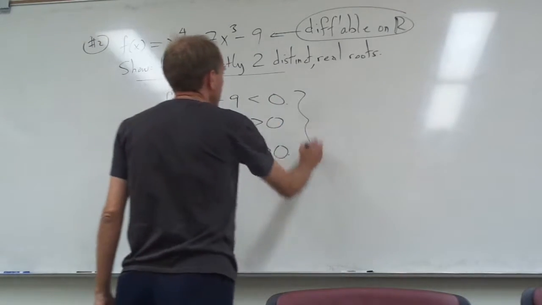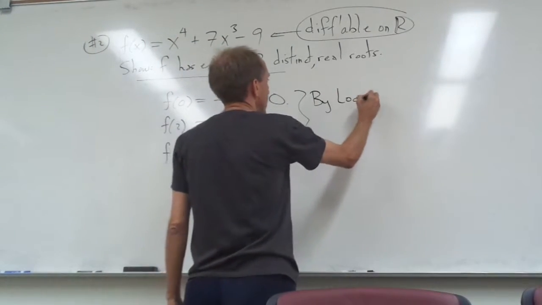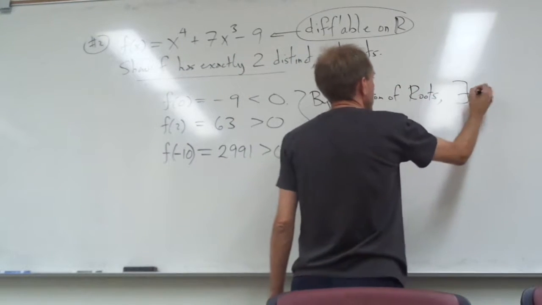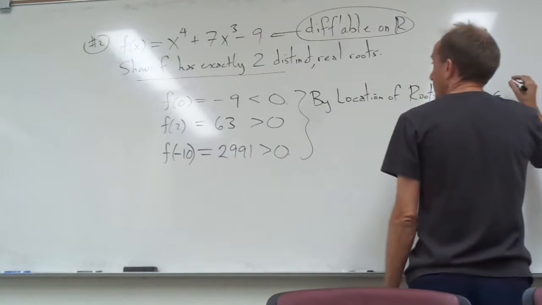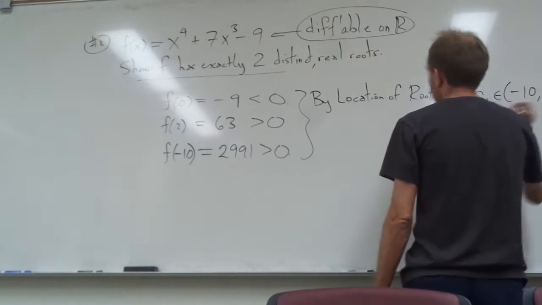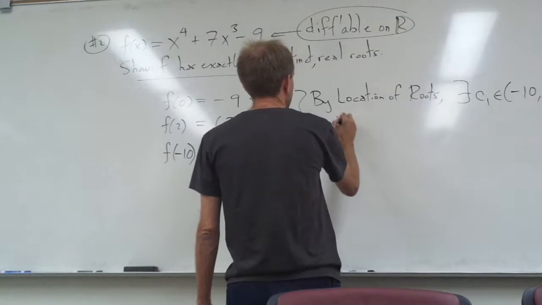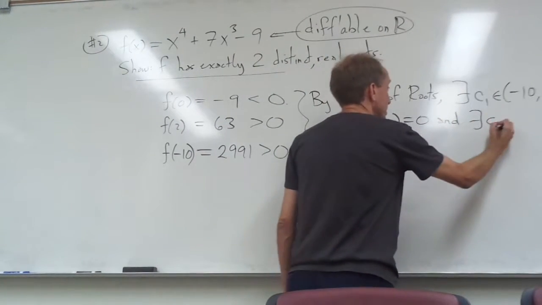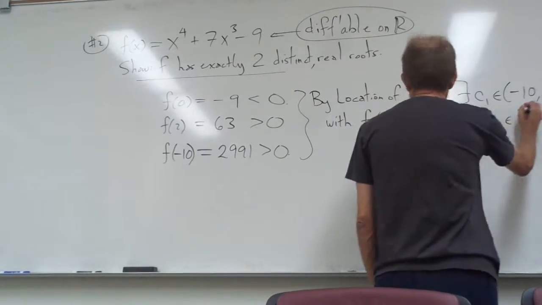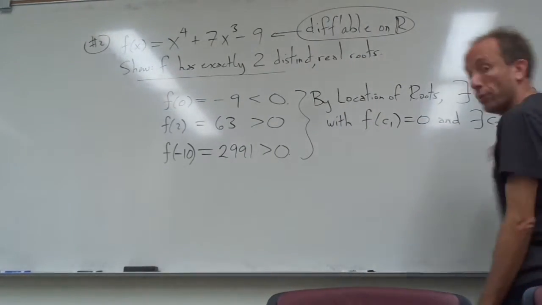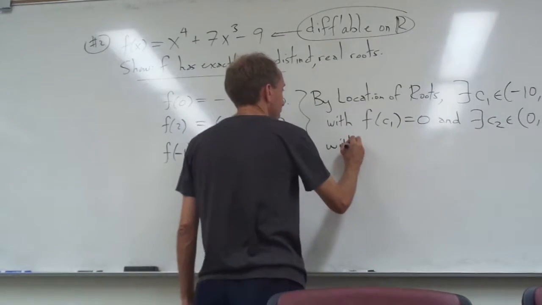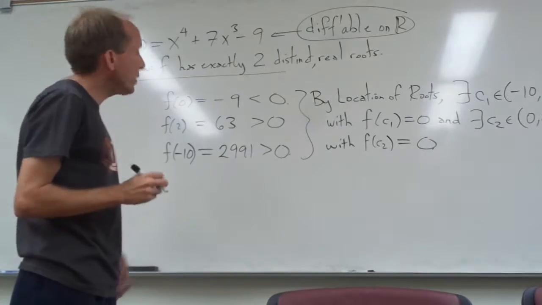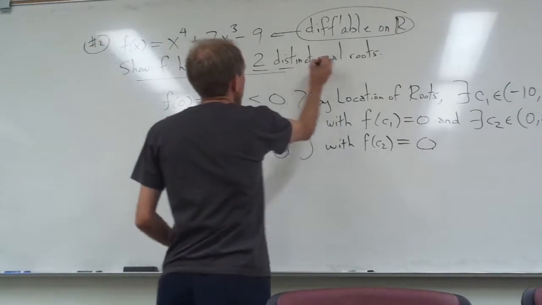So by location of roots, there exists a C1 in the interval from -10 to 0 with f of C1 equal to 0. And there exists another root, C2, in the interval from 0 to 2, with f of C2 equal to 0. So this gives us two distinct real roots.